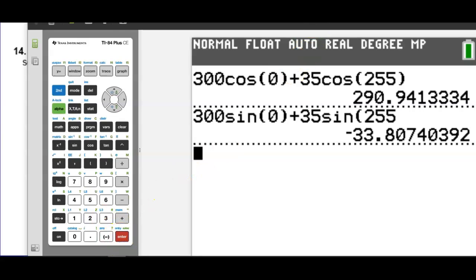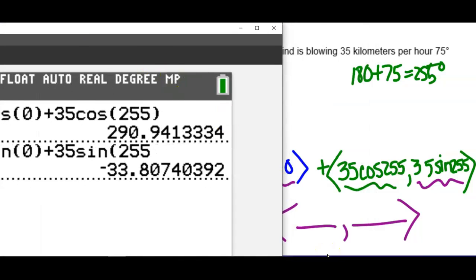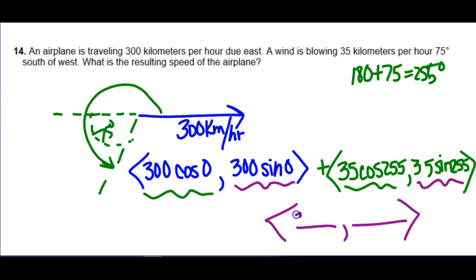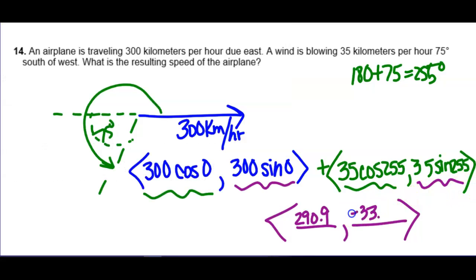So my components say that this plane is going to wind up at 290.9 and negative 33.8. Think about that for a minute. If the plane was trying to go due east, it's mostly still going east 290, but it wound up moving down this way a little bit because remember the wind was pushing it out that way. So it slowed it down to 290.9 and it moved it down in this direction a little bit.